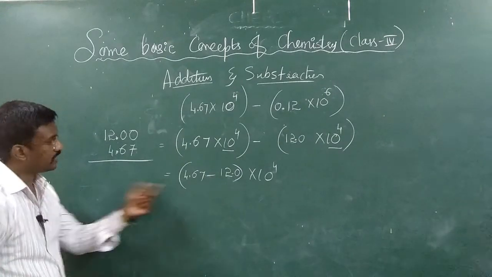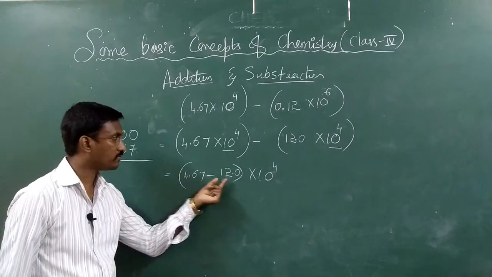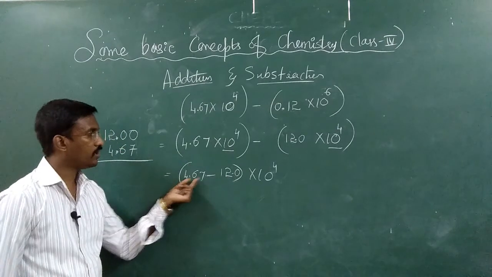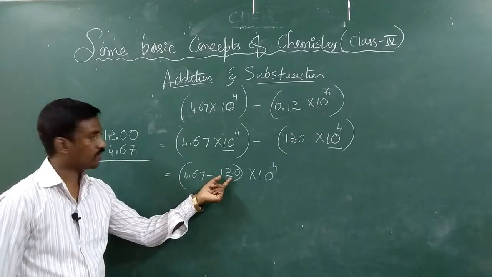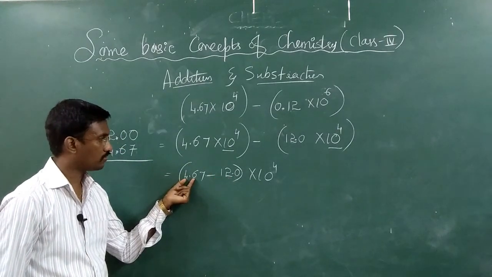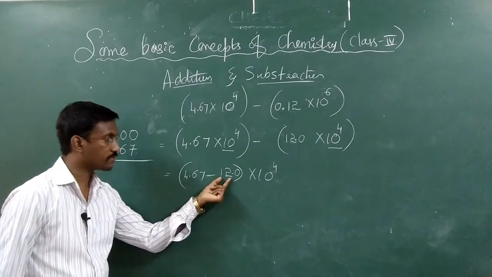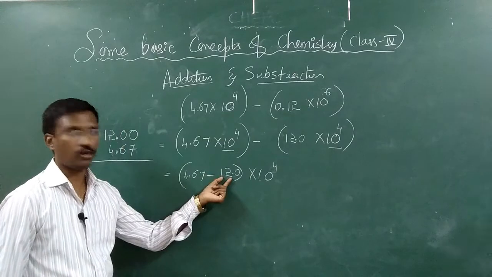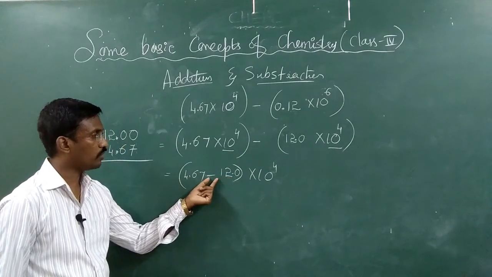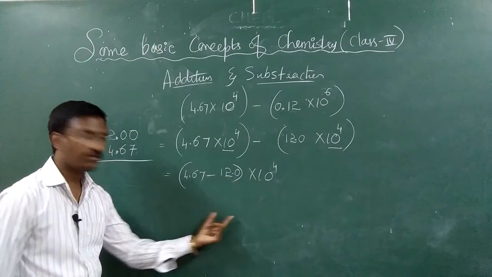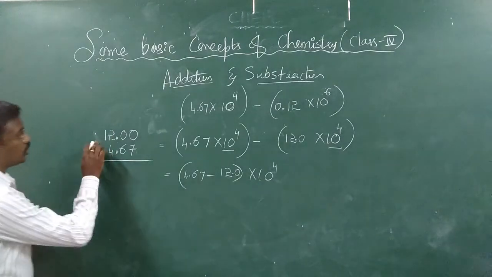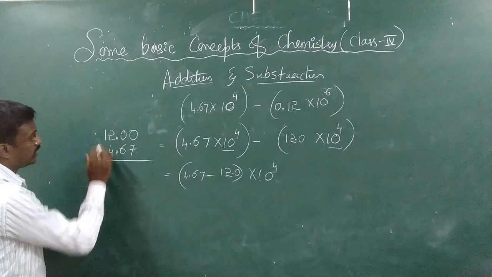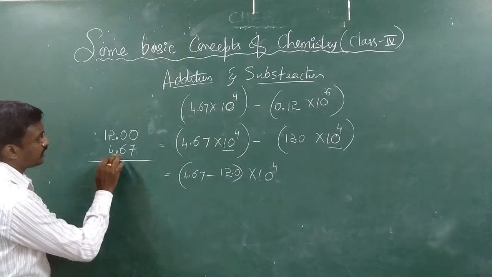Here we have to subtract 12 from 4, but the greater number is 12. Therefore, it is not possible to subtract 12 from 4. That's why I am subtracting 4.67 from 12. Here the larger number is 12, which carries the minus, therefore the answer will be negative. Using 12, it is possible to subtract 4.67.